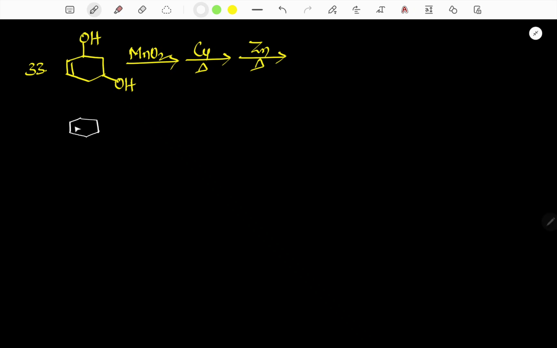The reactant has allylic alcohol and simple alcohol. It is treated with manganese dioxide, MnO2, and we know that manganese dioxide oxidizes only allylic and benzylic alcohols. It is an allylic alcohol, and that is a simple alcohol. Only the allylic alcohol undergoes oxidation.